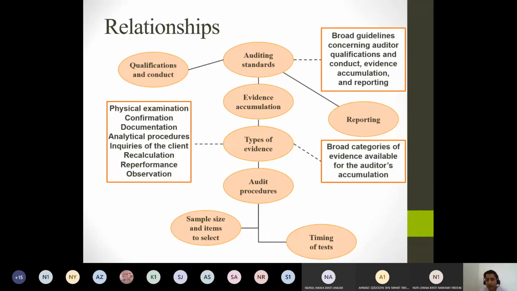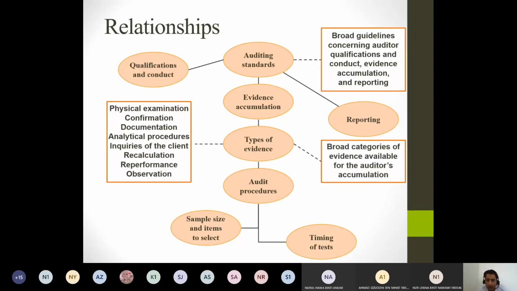And on the right side we have broad categories of evidence available for the auditor's accumulation, but on the left side we have the 8 types of audit evidence, which we will discuss in the next slide. We will discuss them one by one.